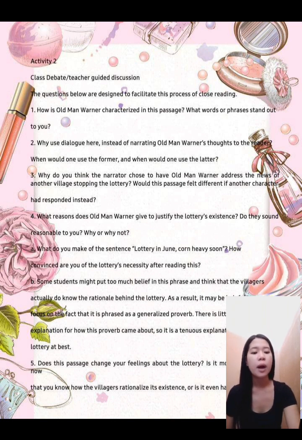Number 3. Why do you think the narrator chose to have Old Man Warner address the news of another village stopping the lottery? Would this passage have felt different if another character had responded instead? And number 4. What reasons does Old Man Warner give to justify the lottery's existence? Do they sound reasonable to you? Why or why not?